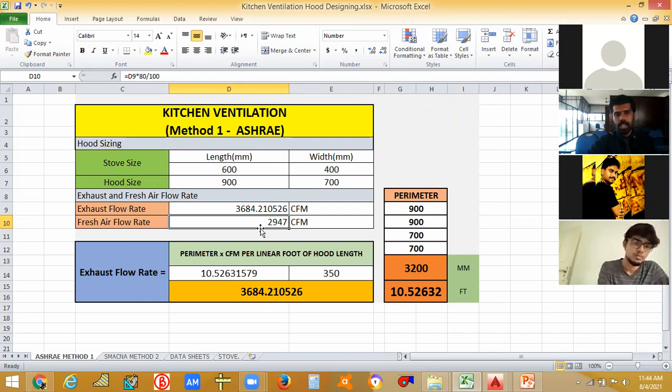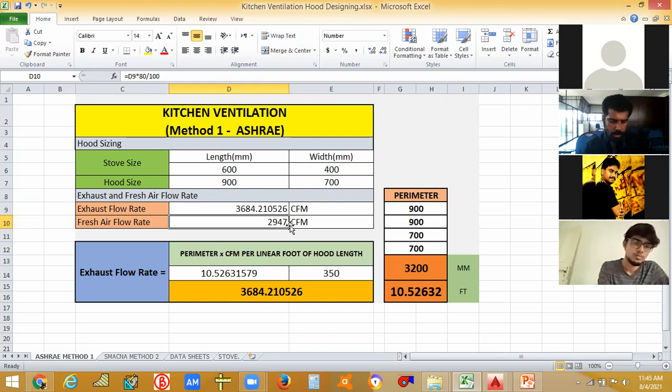So all these are already calculated. Just give this number, and everything else will be calculated. Just give this value and this value, and you'll get all other values. So this is a very simple method to find out the kitchen hood as well as the duct size. Everything you will be able to know.